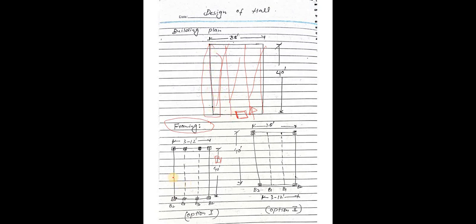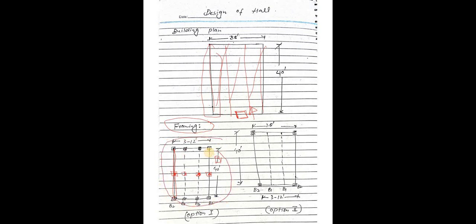We have another option, that we apply the columns here. But for example, if there is an architectural restriction, it means that we do not place columns in these directions, so that it does not destroy the aesthetic property of the hall. For these lectures, we adopted this framing.